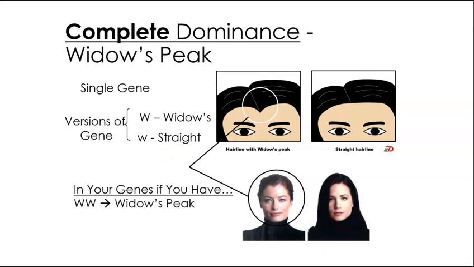So in your genes, you have homozygous dominant with the 2 capital letter W's for widow's peak, and also you can be heterozygous for widow's peak. And if you are recessive with the 2 lowercase w's, 2 alleles, that is homozygous recessive, that means you have a straight hairline.